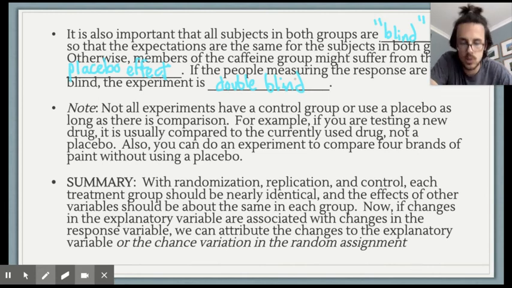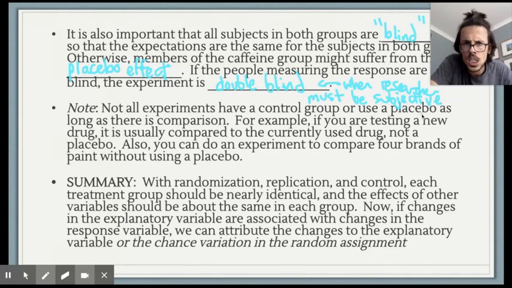So you want your study to be double blind, not all the time because it's not always helpful, but it's useful when the researcher must be subjective. So when the researcher must be subjective, you want to make sure they're blind so they can't have their own biases come into play. All right, a couple more disclaimers here.